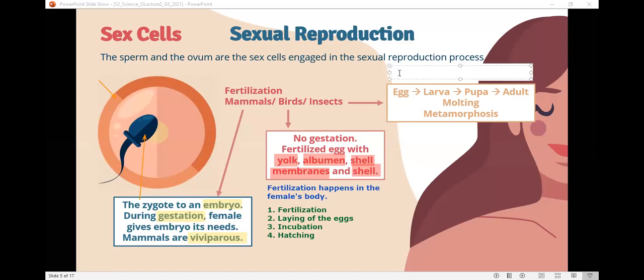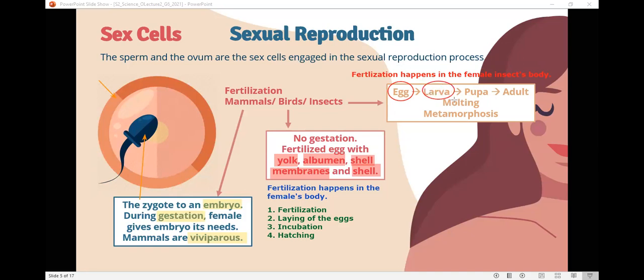In the mom's body. Fertilization happens in the female insect's body. Then, what does the female do? Lays the egg. Good job. The female lays the egg on the plant's leaves. Then, a few days later, a larva hatches from the egg.